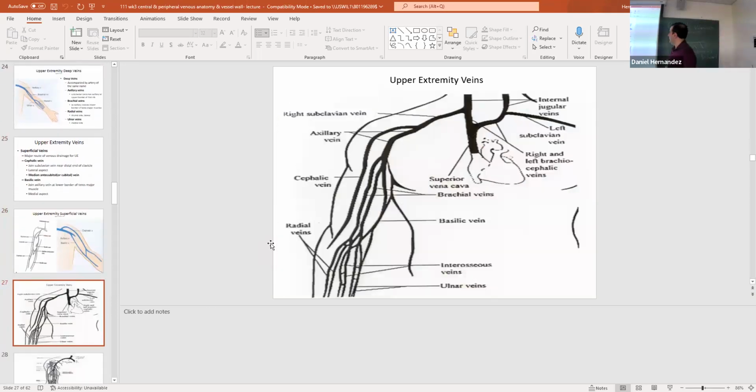So here we go. So now you can see the heart. So for sure SVC if you're able to see it. But again, IVC, innominate vein, maybe proximal subclavian vein, innominate vein on the left side, IJ, proximal subclavian. So any of these vessels that are fairly close to the heart, you're going to have those pulsatile waveforms. So that's a normal finding to have a pulsatile waveform in veins that are close to the heart.